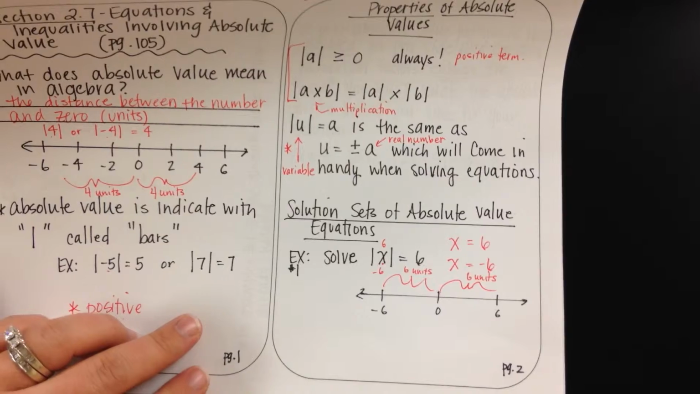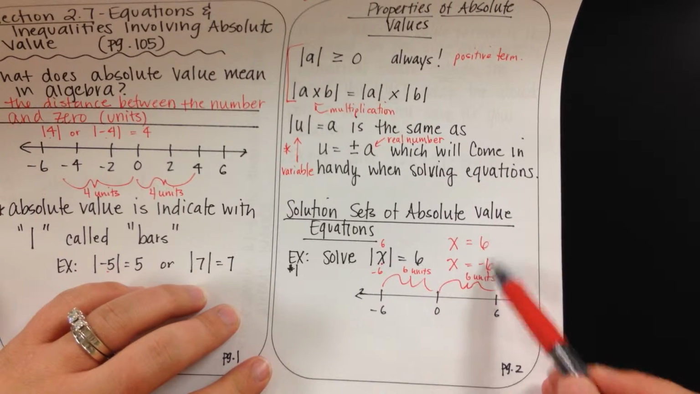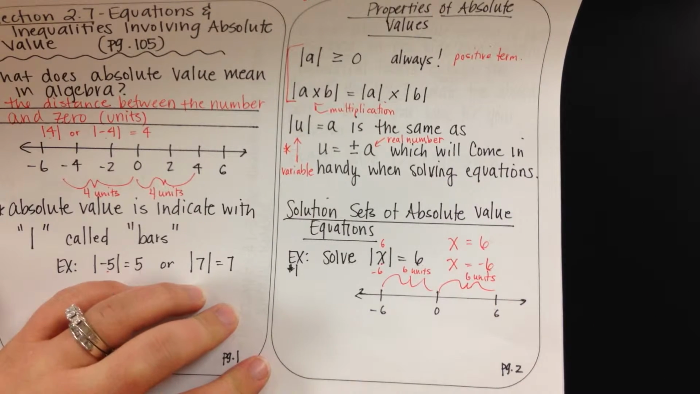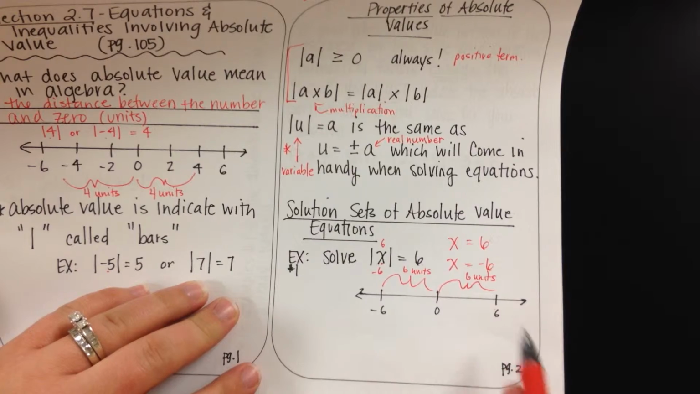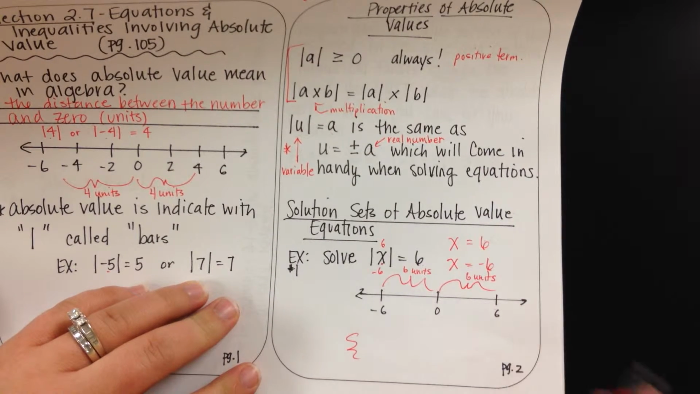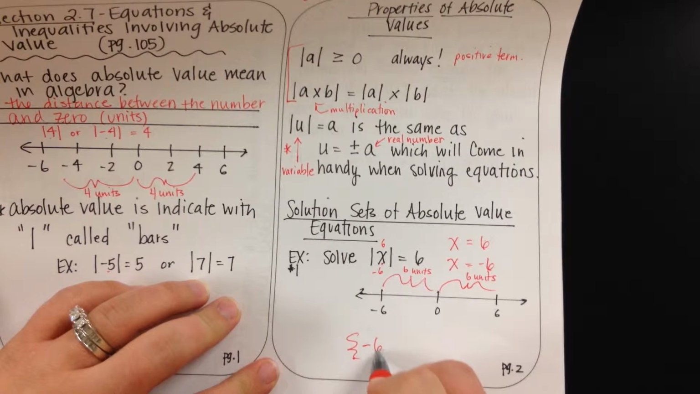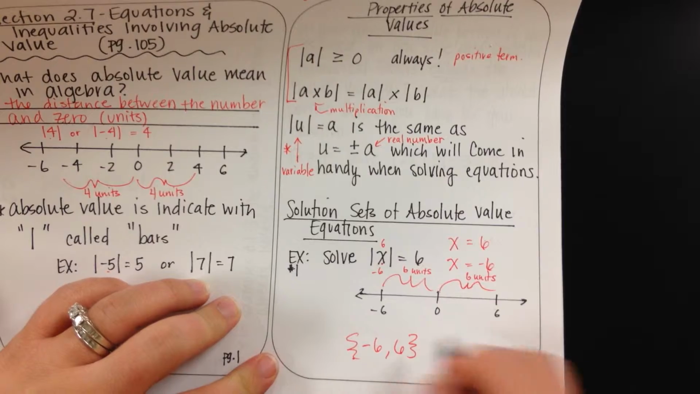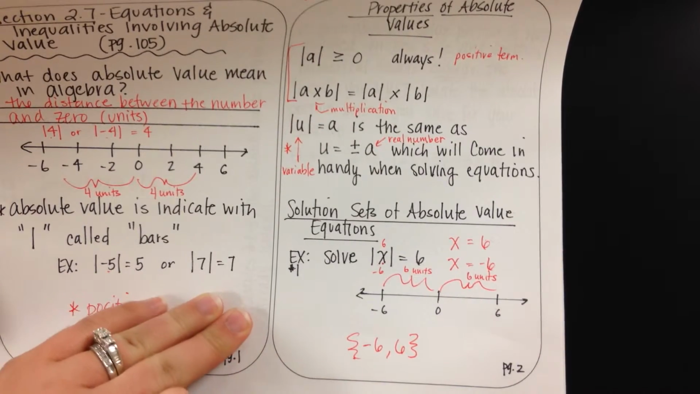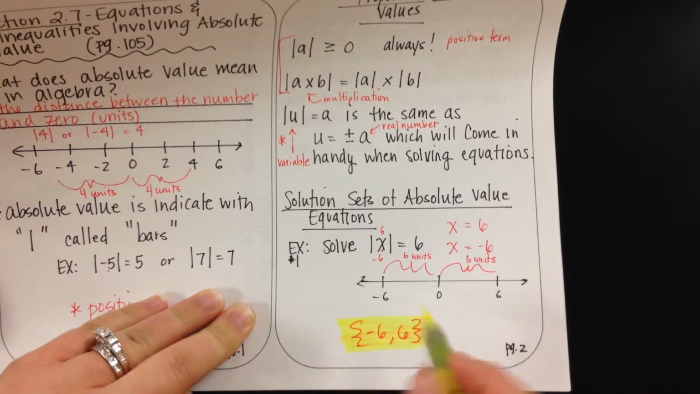Last thing for this page, how would I write my 2 solutions? Remember, for equations, we use bracket notation, right? Since there's 2 solutions here, we are going to put it in numerical order. We're going to open our bracket first. Negative 6, we're going to separate those with a comma. Positive 6, close brackets.